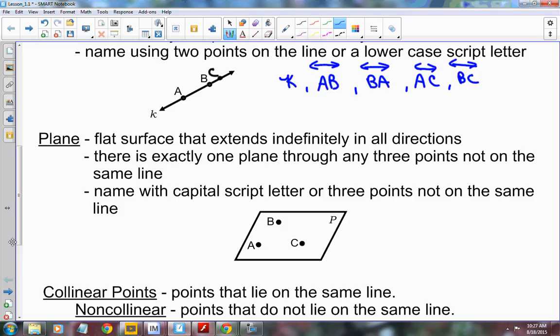When you name a plane, there's a couple of ways to name it. Sometimes they're nice, and they give us a capital cursive letter, so I could call this plane P. But they don't always do that. The other way is to use 3 non-collinear points, 3 points that do not lie on the same line, like A, B, C, or you could do BAC or CBA, okay? But 3 points not on the same line. It's called non-collinear. Okay, so that's how you name a plane.